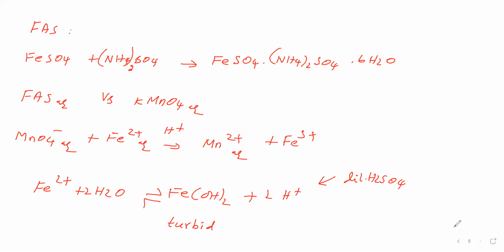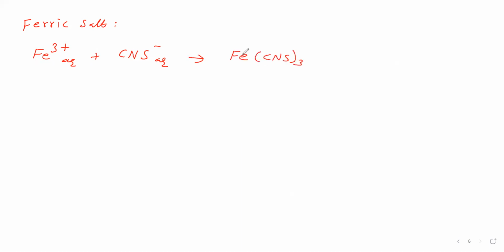Okay. Then we will see some ferric salts. We will take a ferric salt solution, and to this we will add ammonium thiocyanate solution, which gives thiocyanate. Thiocyanate we added. We are getting a deep red color. This deep red color is due to FeCNS thrice, we can say.